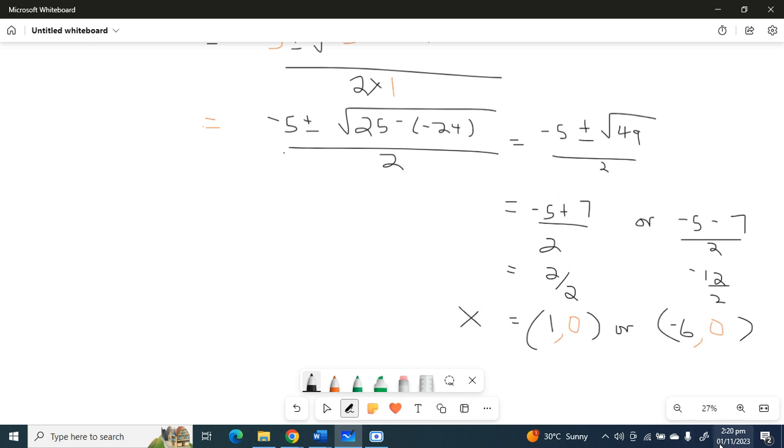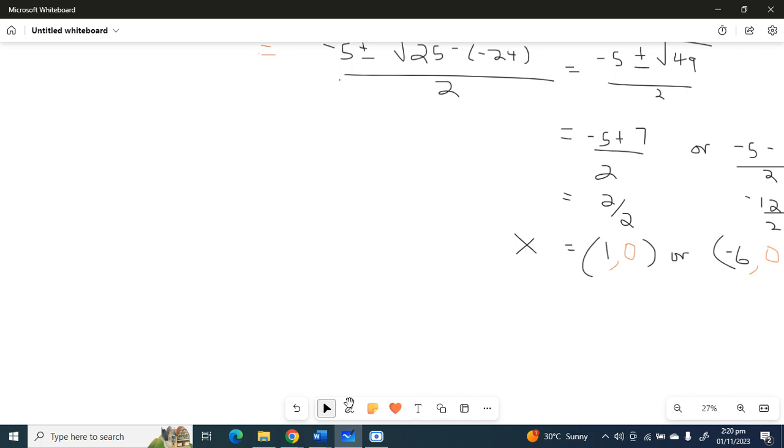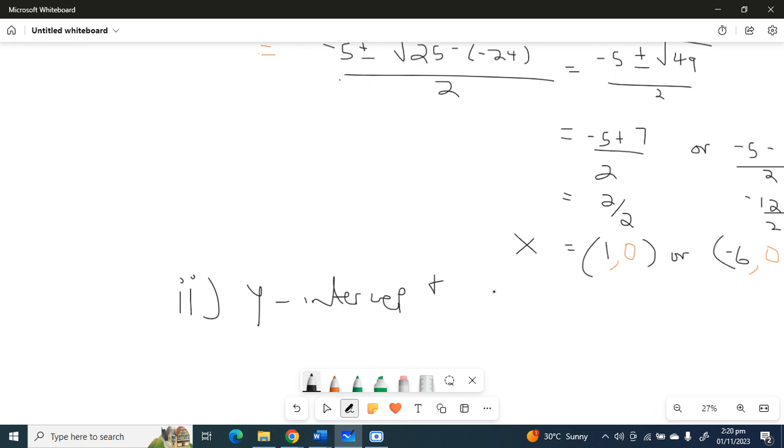Then we get our y-intercept. To get the y-intercept, very easy. Just set x equal to 0. That's all.